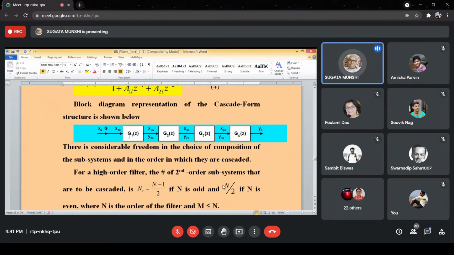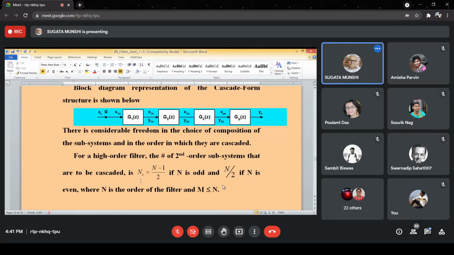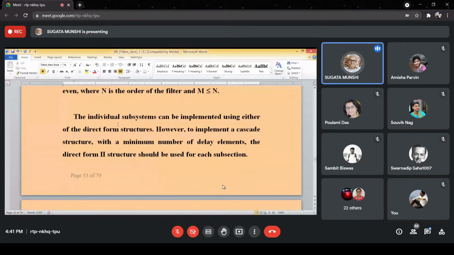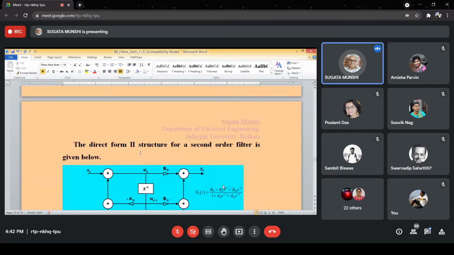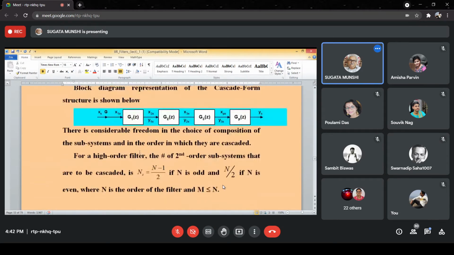So each such structure has to be represented by its direct form realization. Two possibilities are there for direct form realization: direct form 1 or direct form 2. Better to use direct form 2 for realizing each of these subsystems. Remember that. So that's what I have written down here. Individual subsystems can be implemented using either of the direct form structures. Direct form 2 is preferable. Write this part.